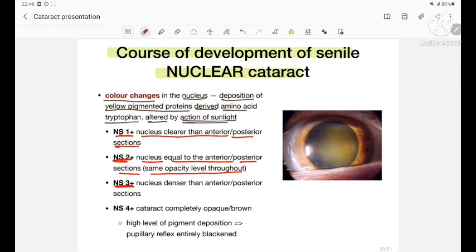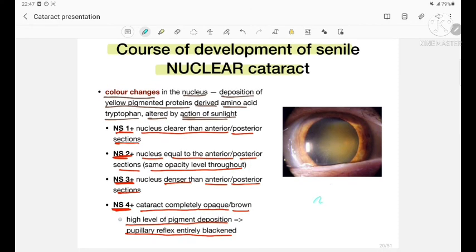NS3 plus, the nucleus is denser than the anterior or the posterior sections. NS4 plus, the cataract is completely opaque or brown in color. There is high level of pigment deposition, so the pupillary reflex is entirely blackened. So, the 4 grades are nucleus sclerosis 1 plus, 2 plus, 3 plus and 4 plus.